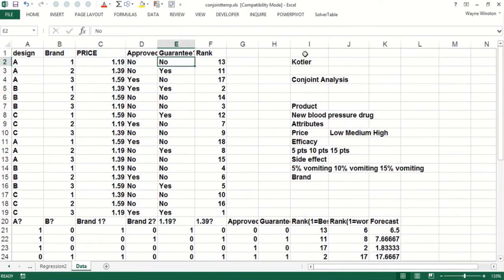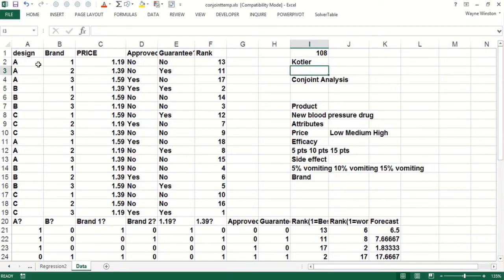Now, how many product profiles are there in our example? Well, there are three designs, three brands, three prices. There's an approval or not, and guarantee or not. There are 108 product profiles. Now, the idea behind Conjoint is you ask the consumer to compare product profiles. You can't really show a person 108 product combinations and ask the person to compare them. So I think marketing experts think you can compare up to 10 or 20. I don't think I can compare more than 10. But in this example, they picked 18 different product profiles, rows 2 through 19.